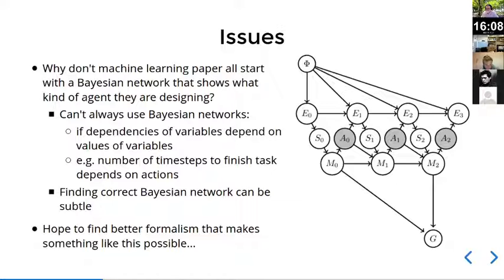So we hope that in the future we'll find a more generally applicable representation that's hopefully also easier to represent the design of artificial agents. Okay, that's it. Thank you.